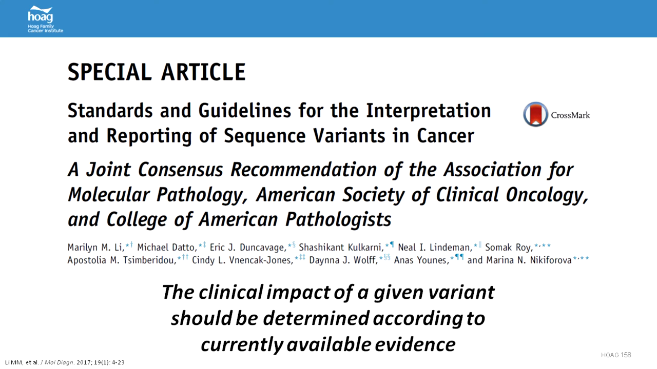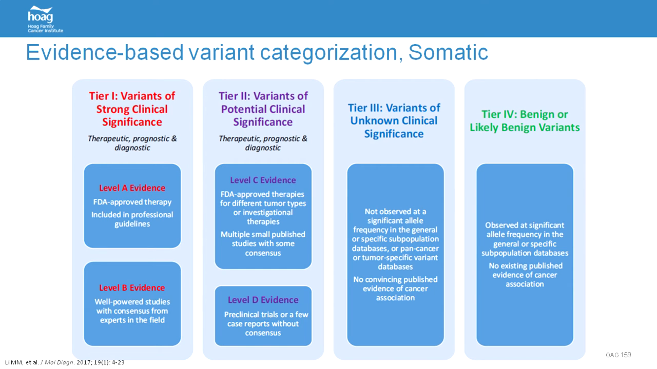The last one I want to talk about is somatic variant classification. So most of the laboratories that we work with for analyzing the variants use ACMG guidelines or their modified version of ACMG guidelines. However, this paper by Li et al., published in 2017, gives recommendations on the clinical impact of the given variant when we analyze somatic mutations or variants. So they are tier-based, not like ACMG guidelines with the codes.